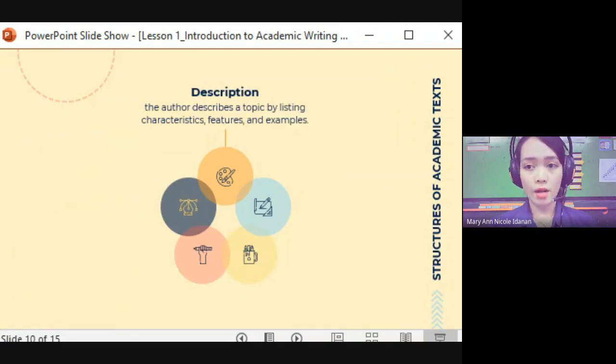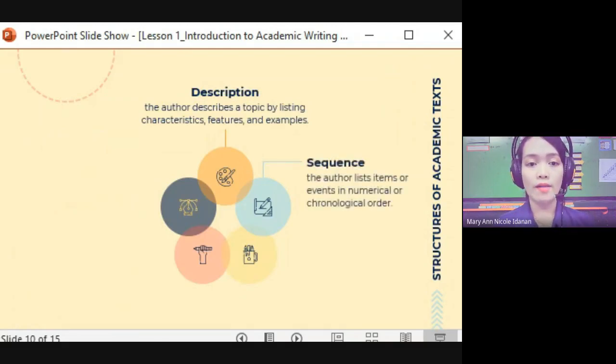If you're writing about online distance learning and your structure is description, all you have to do is give your readers the picture of what your topic looks like or is all about. You will describe the characteristics of online distance learning. You will also give examples of how the activities are being conducted. You should also give the features. What are the materials? What are the apps? What are the websites that they would use for online distance learning? So, that's description. You are giving them the picture of something.